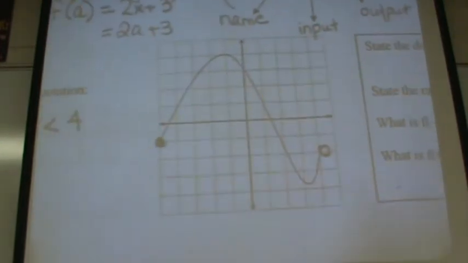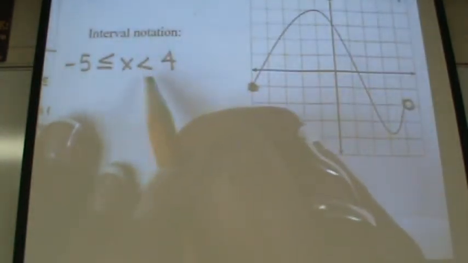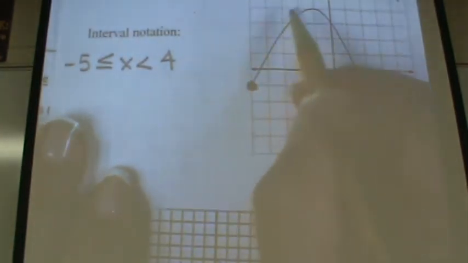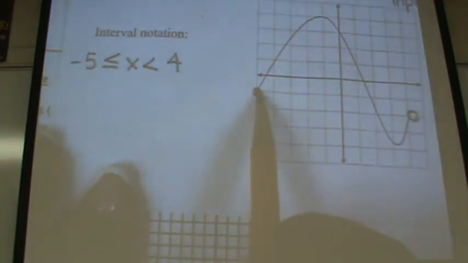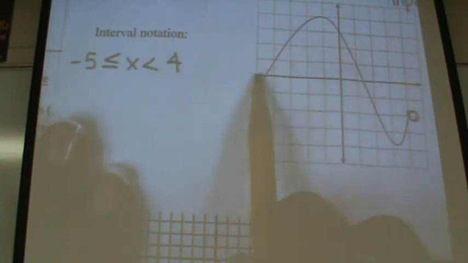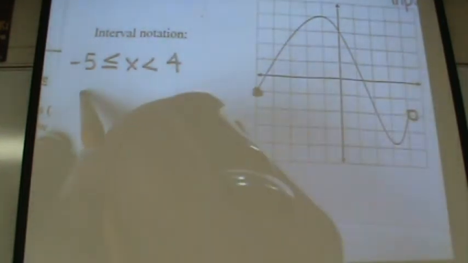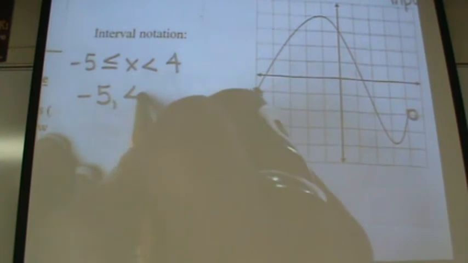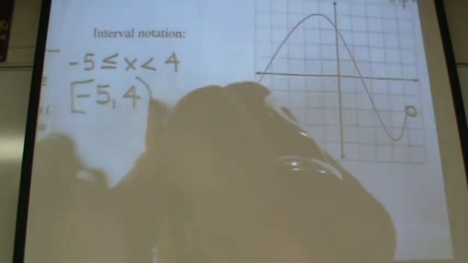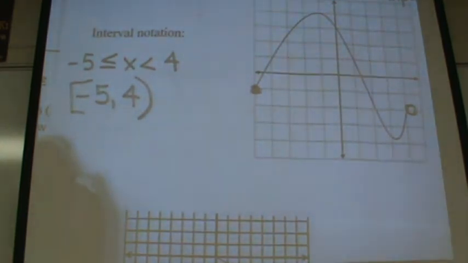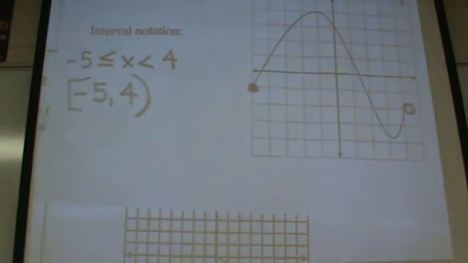We're going to spend time on this tomorrow. How would you write this domain with interval notation? Remember, we always start with the smaller number. It's going from -5 to 4. So you're going to write -5, comma 4. The -5 gets a bracket, whereas the parenthesis goes with the 4. So it's an interval from -5 to 4.